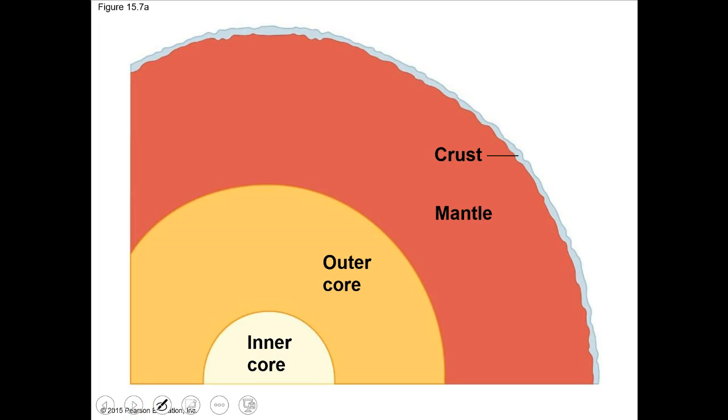So here's the crust, that's what we live on. The mantle is below, and it's sort of a liquidy thing that our crust flows on, or floats on.